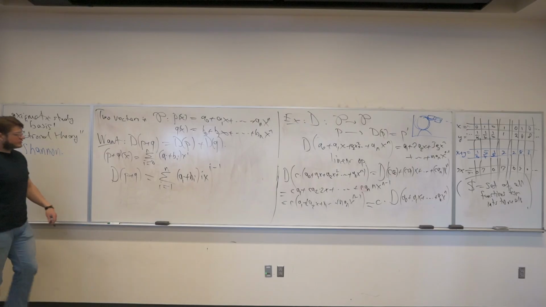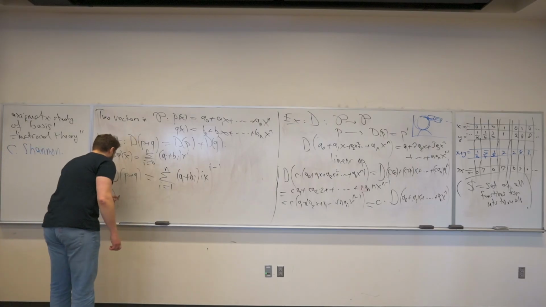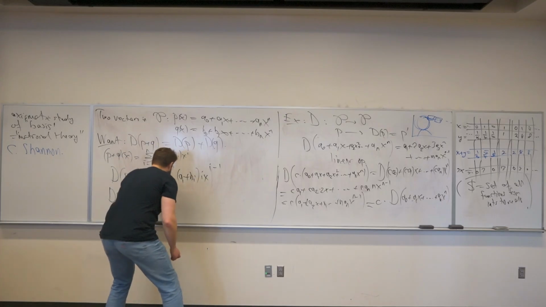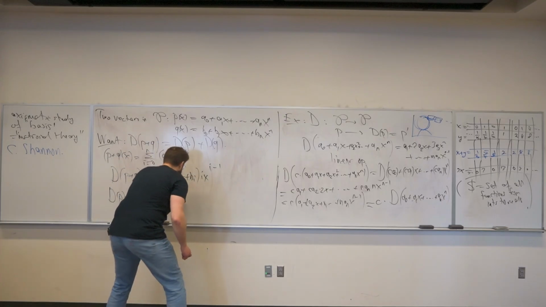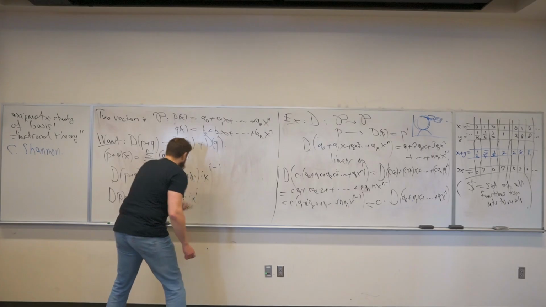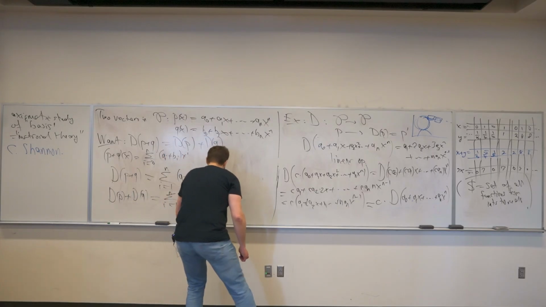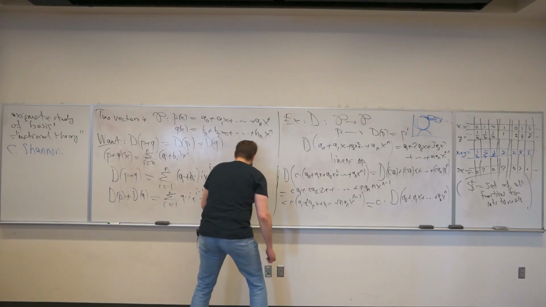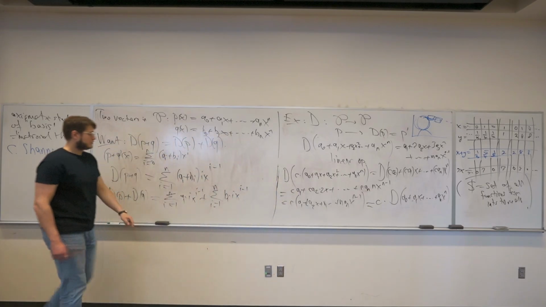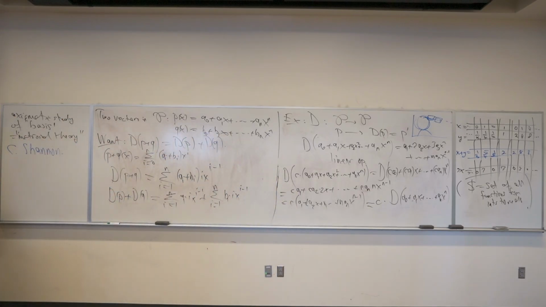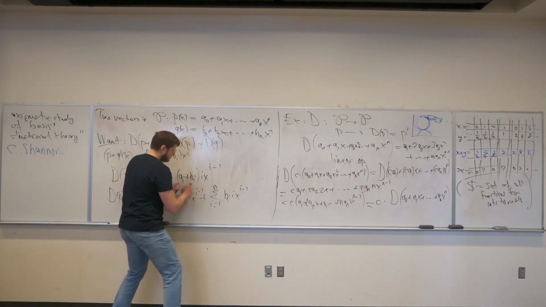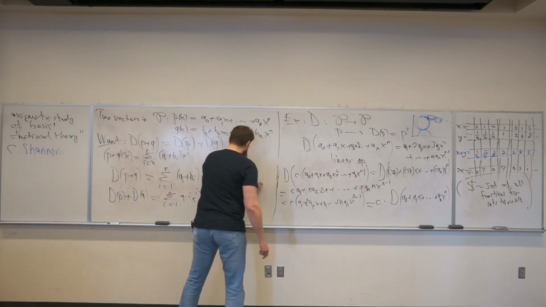Okay? On the other hand, dp plus dq, I'm just going to apply the same rule: i times a_i x to the i minus 1 plus i times b_i x to the i minus 1. But certainly if I were to add these two up, I could just consolidate terms of the same type, and these two should be the same.